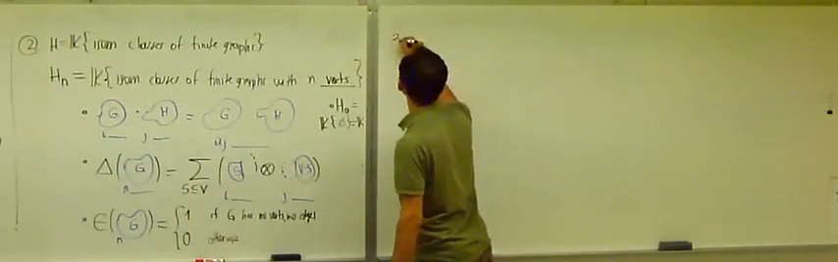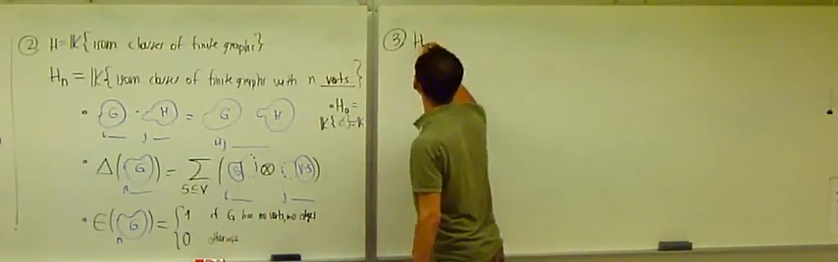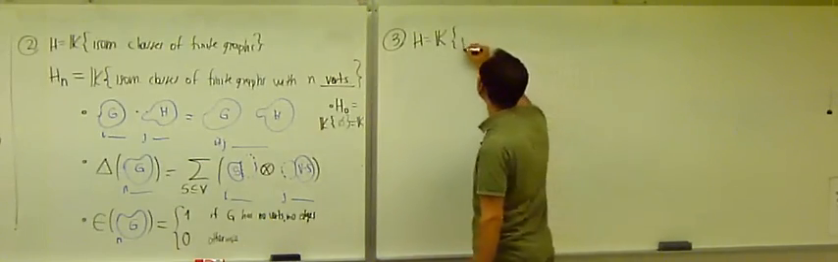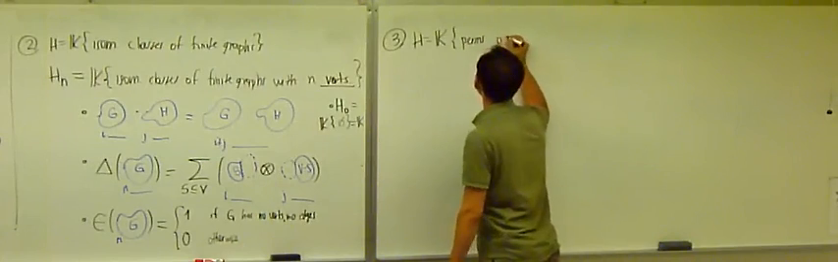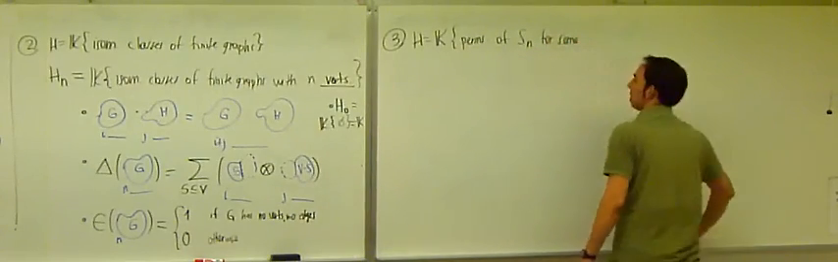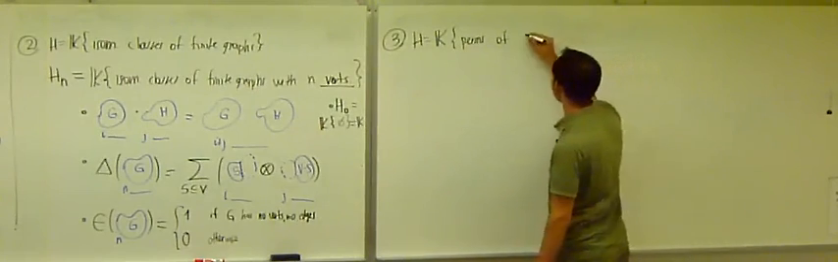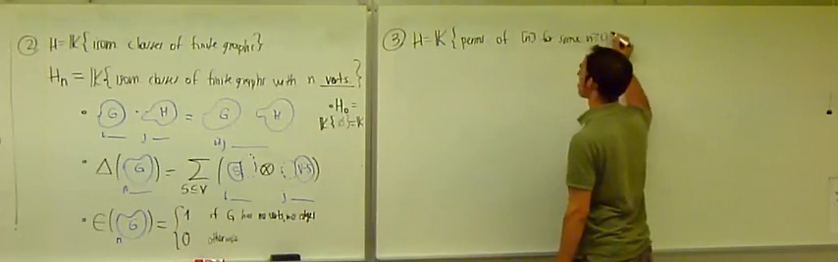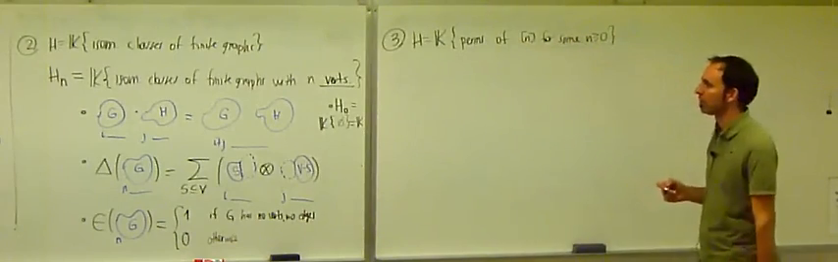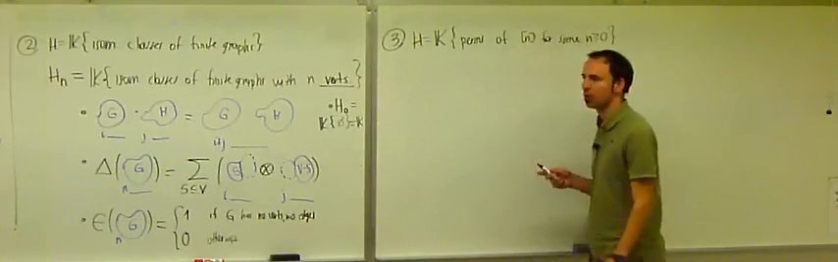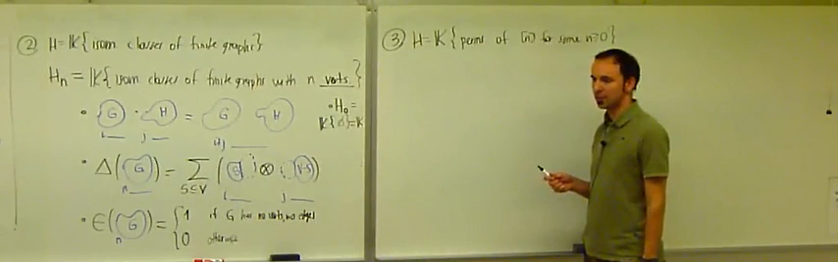Okay, third example. Linear combinations of permutations of the numbers from 1 up to n. And remember that the product and coproduct are shuffling and cutting in some order. So the product is shuffling.